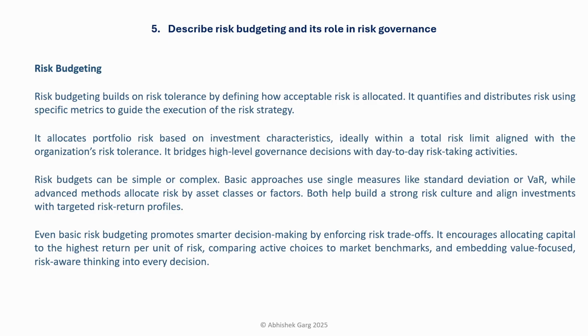Let's talk about risk budgeting. Risk budgeting builds upon the risk tolerance levels. Risk tolerance is how much risk the organization can take on at the overall level. But risk budgeting defines that this much risk can be allocated to this activity, this much risk can be allocated to that activity. Out of the total risk tolerance level, how much risk will be allocated to which department or which activity, that is done through the risk budgeting process.